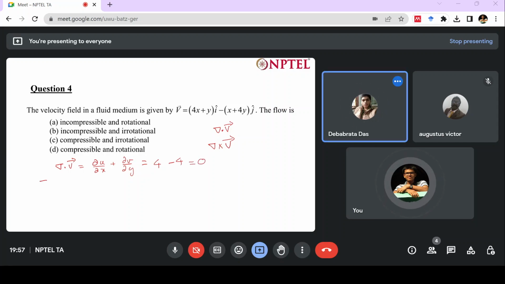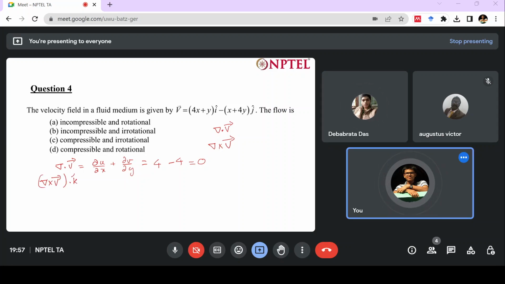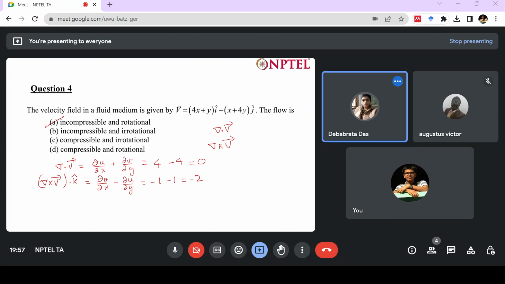Okay. What about vorticity? We are only considering the k component, the z component, right? So tell me, how much is this? This is minus 1, and this is also minus 1, so this is minus 2. So this is incompressible, but it is definitely rotational. Yes, sir.